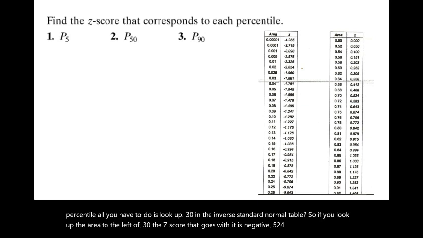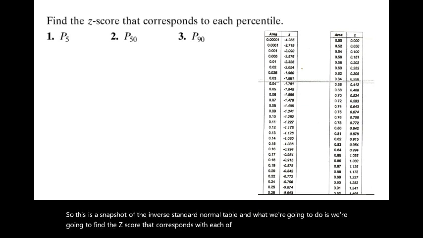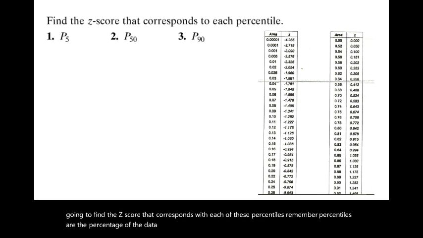So this is a snapshot of the inverse standard normal table, and what we're going to do is find the z-score that corresponds with each of these percentiles. Remember, percentiles are the percentage of the data that comes before a given value. So this is going to be the area to the left of our given z-score.